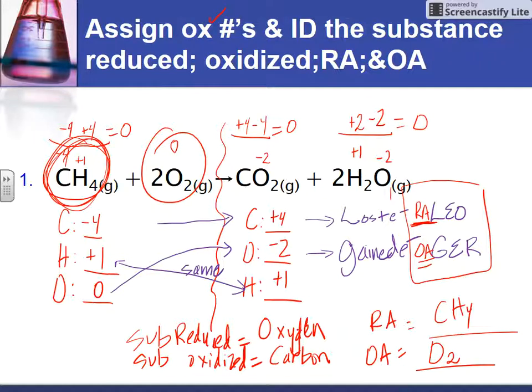So substance reduced is oxygen. The element that's oxidized is carbon. The reducing agent is the reactant that contained the carbon, so CH4. The oxidizing agent is the reactant that contained the oxygen, which is the molecular oxygen.